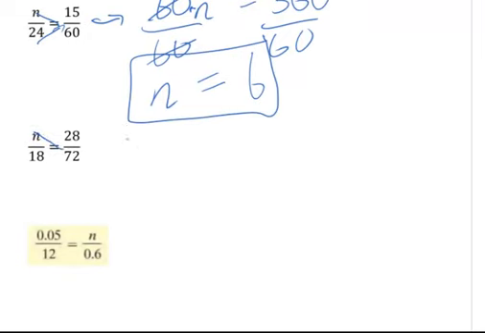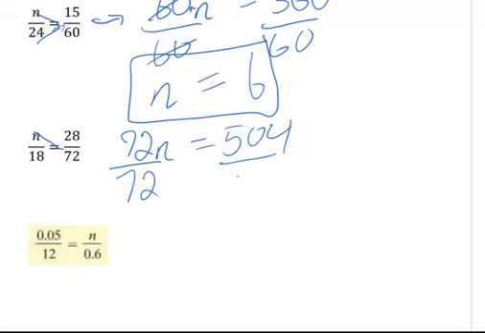I'm going to take n times 72. That's going to leave me with 72n. I'm now going to take 28 times 18. That leaves me with 504. So again, I multiplied. Now my last step is to divide. So I'm going to divide both sides by 72. That's going to leave me with my n by itself. And now I'm going to take 504, divide it by 72, and I'm coming up with 7.